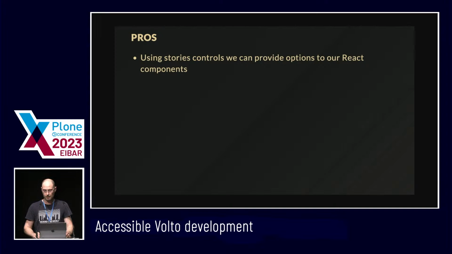The pros of Storybook is that you can use the story controls to provide options to your React component. Imagine that you have some props, if something should be primary or should go to the left or something like that, you can easily do so with the Storybook controls. Storybook itself has plenty of plugins that it can use to enhance this developer experience.